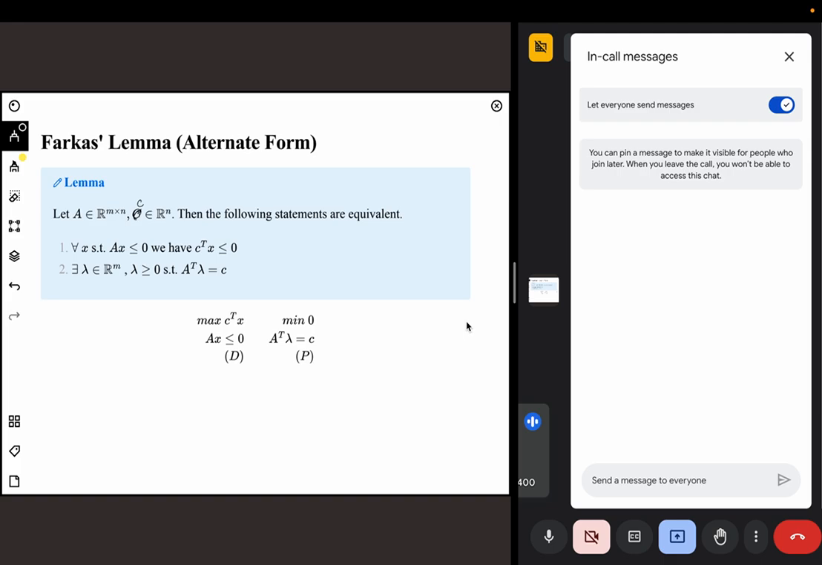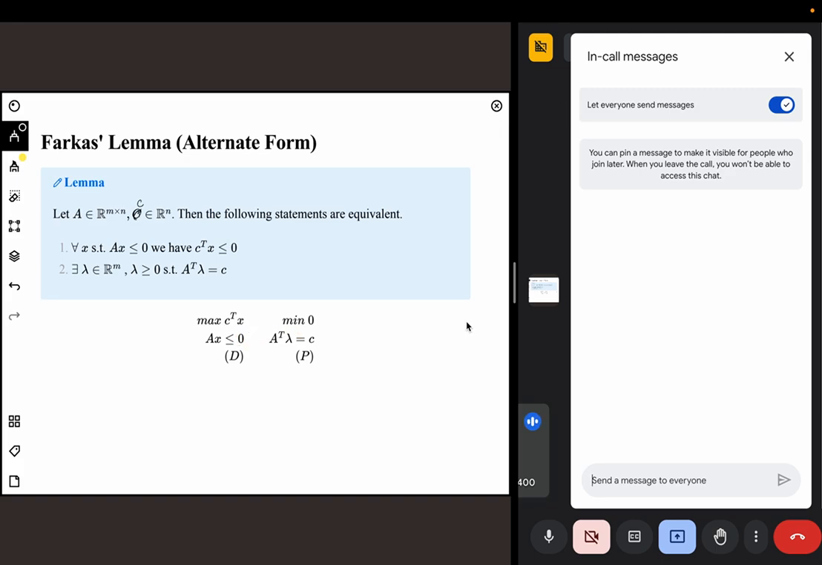If you think of the first problem as something like this, maximize c transpose x subject to Ax less than or equal to 0, and you take this as the primal, then the corresponding dual will be: maximize becomes minimize. The constraints become the variables, and whatever is in the objective originally comes in the constraints here. So both of these are primal duals.